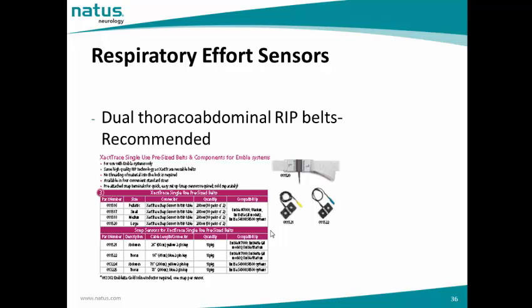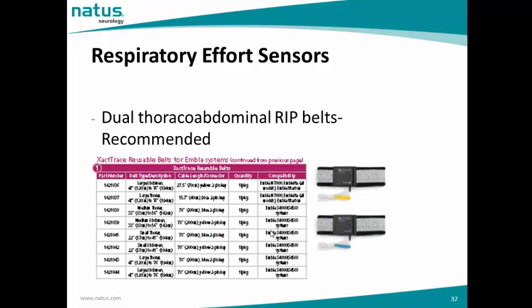Respiratory effort sensors. There are different techniques for recording the effort of breathing in polysomnography. The most recommended technique is the dual thoracoabdominal respiratory inductance plethysmography belts, and you can use either the disposable or the reusable ones.